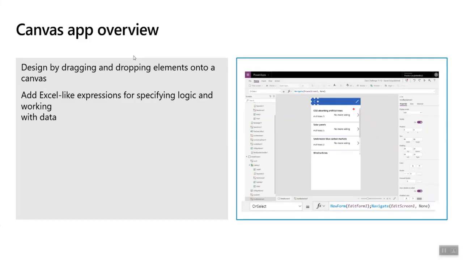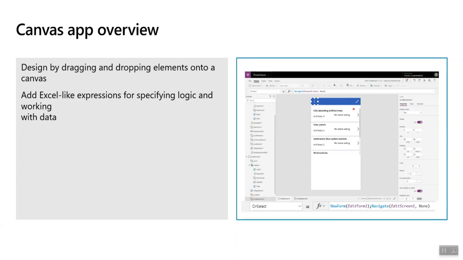And we quickly saw a model-driven application. How do we go about developing it? What we will do is quickly look at a brief overview of Canvas applications, and then we will jump into creating a simple Canvas application. Okay.